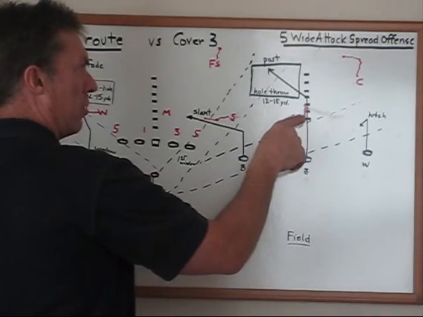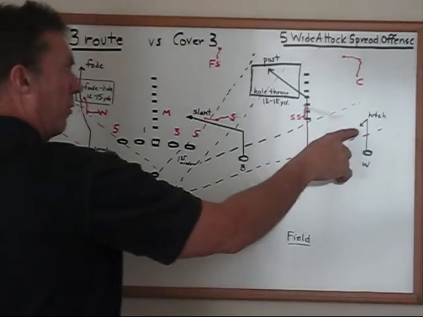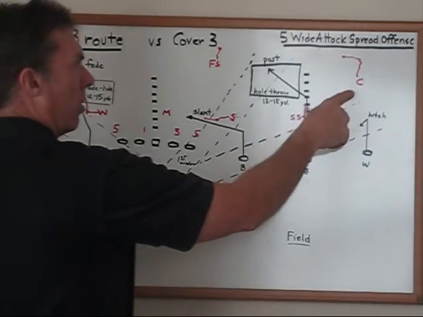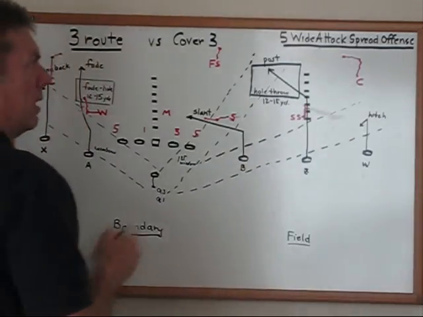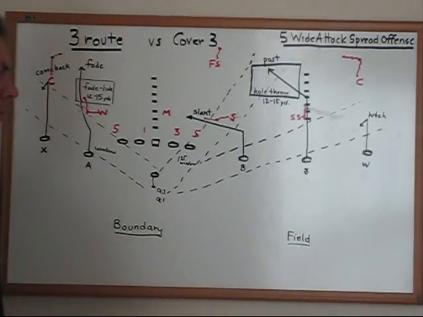If the strong safety starts to wall the post route after we've thrown the post route, then we'll turn and throw the hitch route, knowing that this corner, as he backpedals, has the deep third, and then he'll start working his way over toward the post. That's the three route versus cover three.